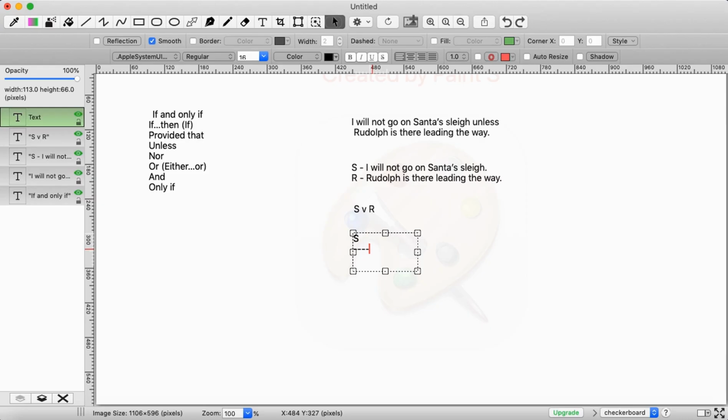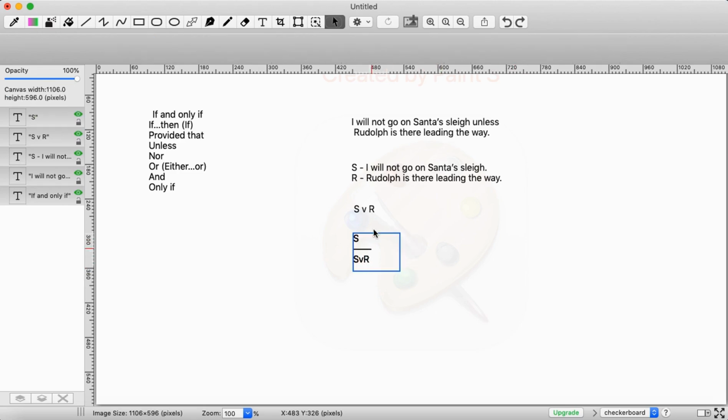Well, actually, I could just write this, make this really simple. S, therefore, S or R, which is what I just showed with that example. And it's true. Because if I have S, right, I by definition have S or R. That makes sense? I think that makes a lot of sense.